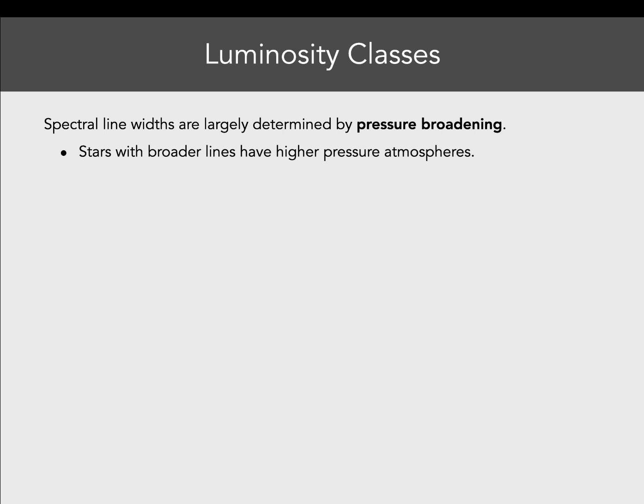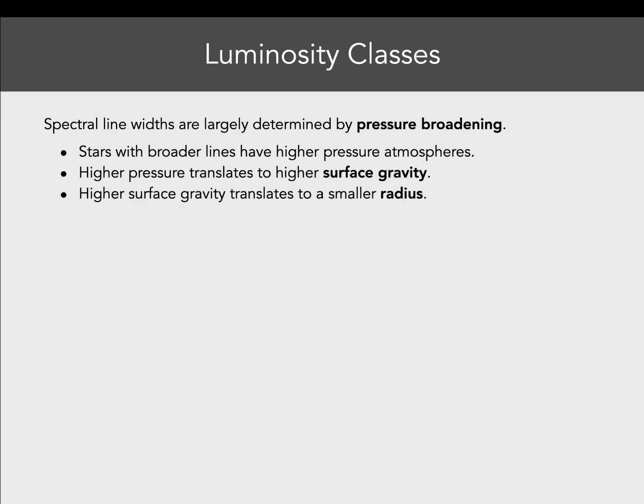So stars with broader lines have higher pressure. Higher pressure translates to higher surface gravity. So this is a result of hydrostatic equilibrium, which we'll talk about later in the class. But basically it says that in order to support the layers of an atmosphere, if the surface gravity is stronger, you need larger pressure to support those overlying layers. So anyway, higher pressure translates to higher surface gravity. Higher surface gravity translates to a smaller radius of a star, assuming that the temperature is constant.